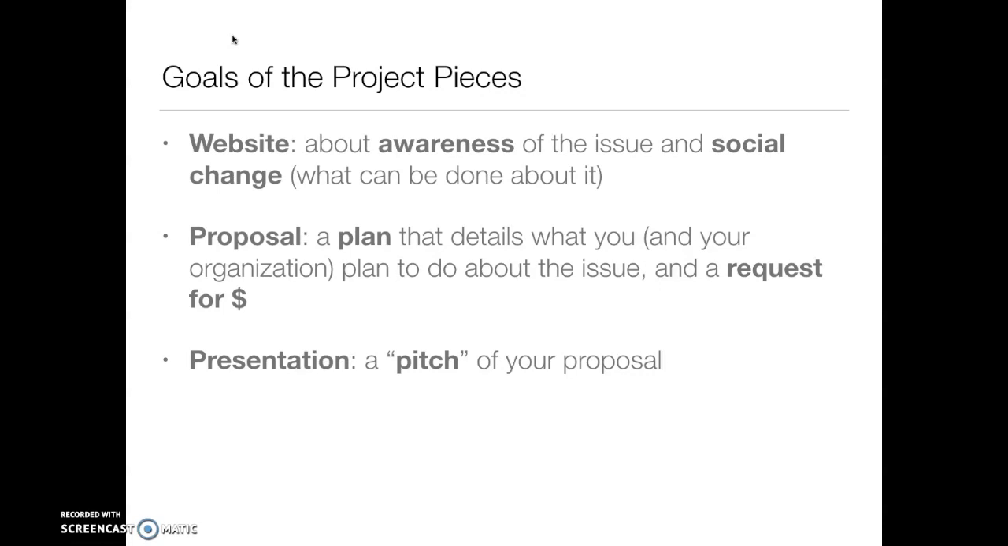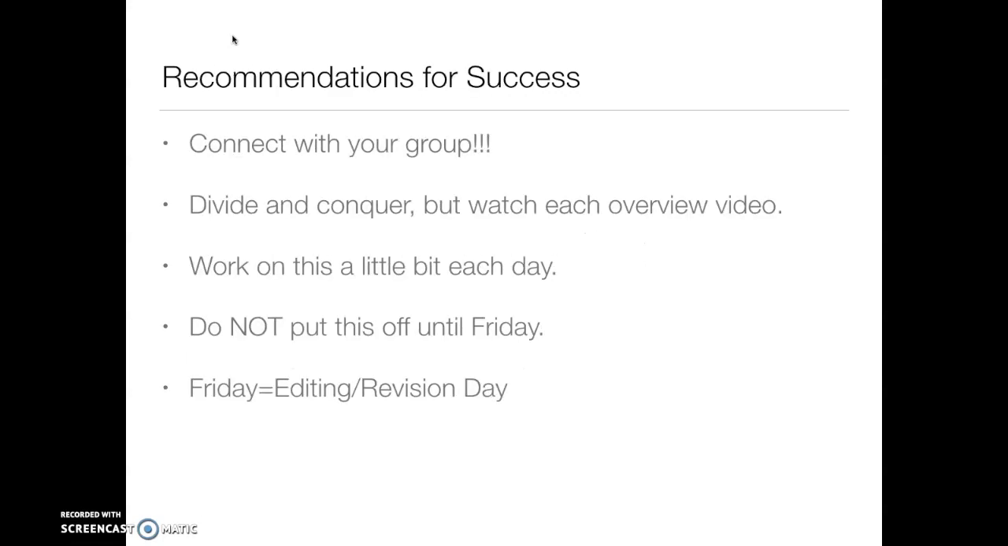And then finally, the third one is the presentation, and that is a pitch of your proposal. You're pitching it to donors, and so that might become complicated if we're still in a remote learning situation, but for right now we're just going to keep it as is, and more details will follow as we have to cross bridges that I haven't had to cross before.